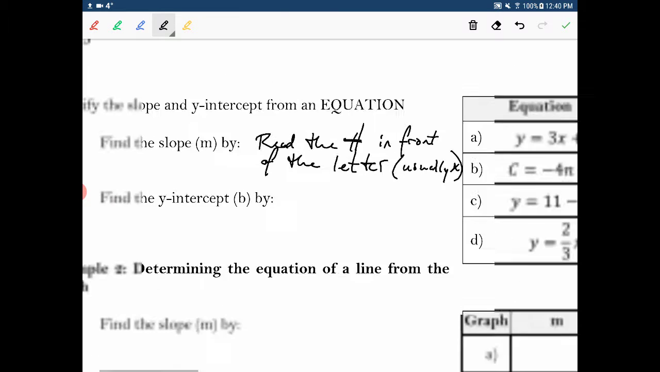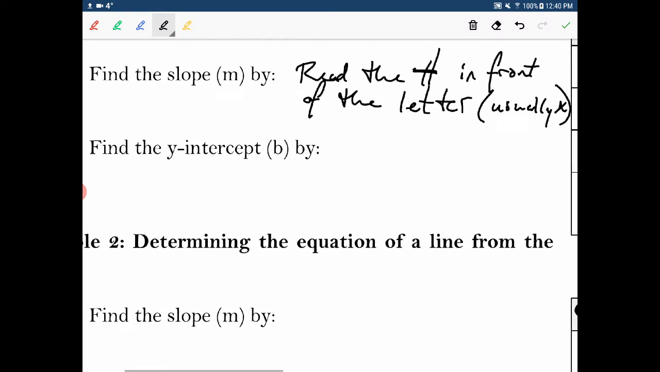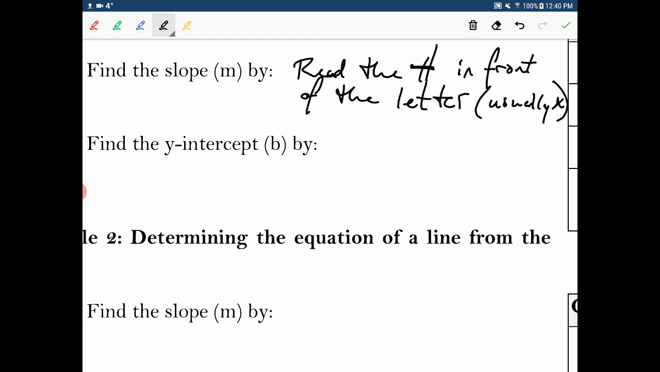Usually x, okay? So for instance, we've done ones where we determine the cost of something based on the number of something else, so cost based on number of people, and so we had a c and an n, so it would be the number in front of the n in that case, but often it is an x. Certainly if we have an x and a y, it is the x. There shouldn't be a number in front of the y. To figure out the y-intercept, we want the number by itself. So we read the number by itself.